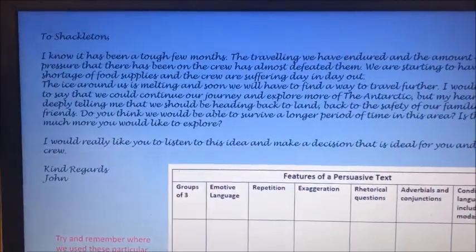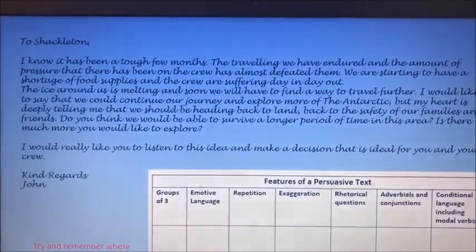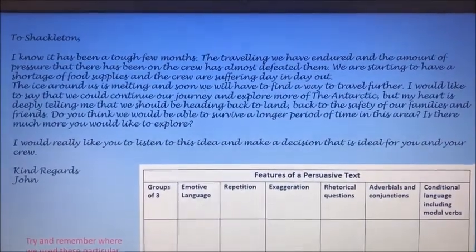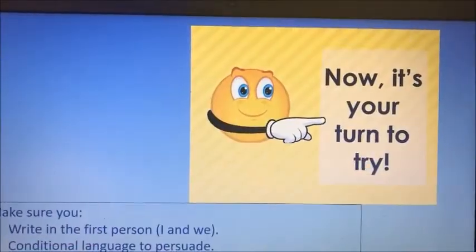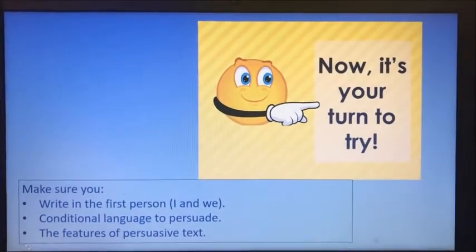You've got an example there to help you. Remember, you can use the structure of that to help you write your own. And then, of course, you're going to have a try.